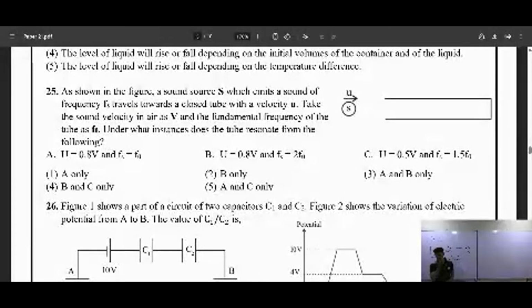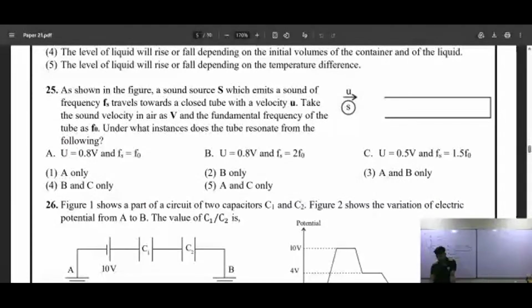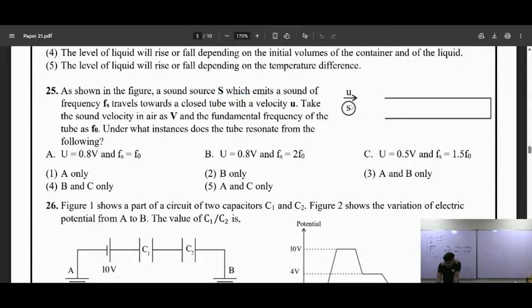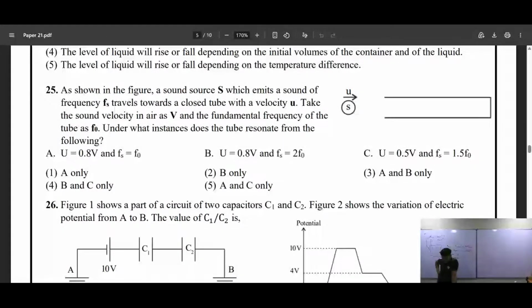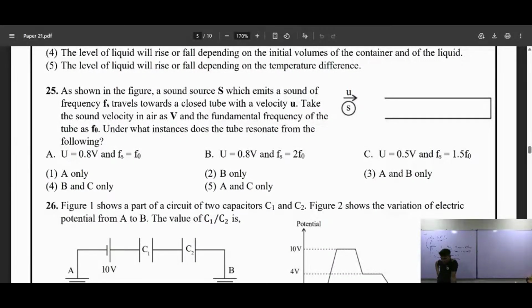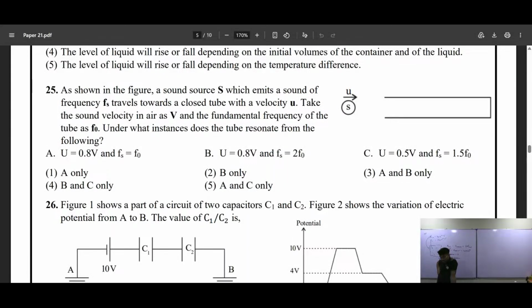Next question, the 25th. As shown in the figure, a sound source S emits a sound, and the frequency of this sound source is Fs. It travels towards a closed tube with a velocity u. Take the sound velocity in air as v, and the fundamental frequency of the tube as f0. Under what instances does the tube resonate?